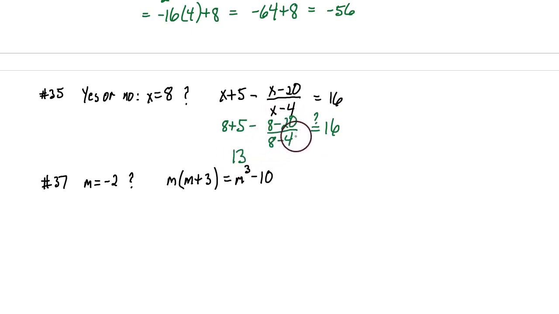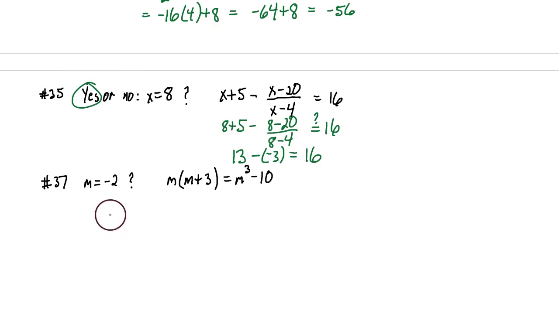Now let's focus our attention on this fraction. 8 subtract 20 is negative 12. In the denominator, 8 minus 4 is 4. Negative 12 divided by 4 is negative 3. So we have subtract and then negative 3. 13 subtract negative 3 does equal 16. The answer to number 35 is yes.